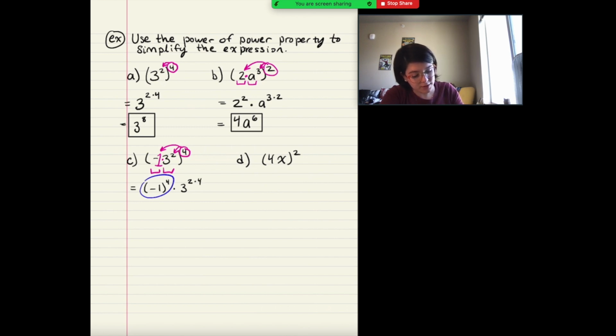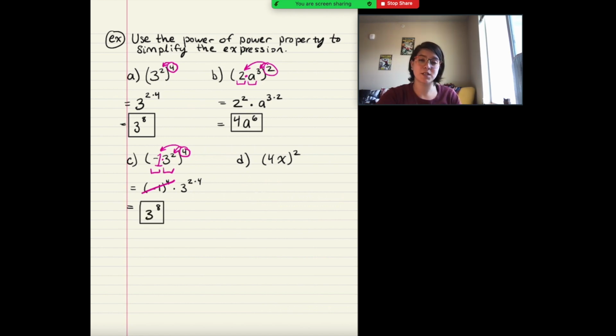I'm going to take this a little bit off to the side just for a second. So negative 1 to the 4th, remember that just means we're multiplying negative 1 by itself 4 times. So we have negative 1 times negative 1 times negative 1 times negative 1. Now negative 1 times negative 1 is just positive 1. So we'll get positive 1 for this part and for this part, we have positive 1 times positive 1. So we just get positive 1. So long story short, our negative 1 goes away since it ended up being positive 1. And we just get 3 to the 2 times 4, which would be 3 to the 8th.